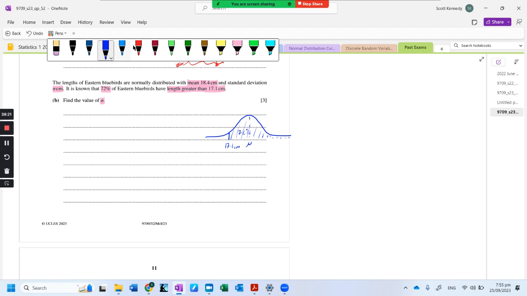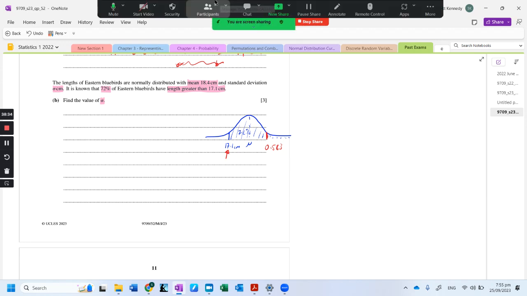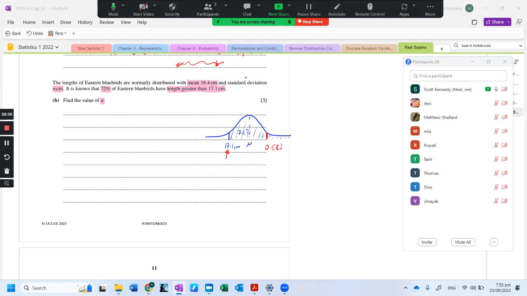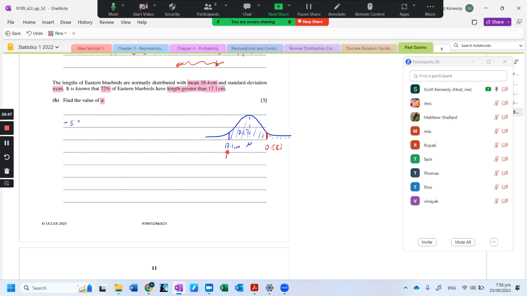So let's go back to our diagram here. What I have found is the positive Z number that would be such that 72% is below it. So that's 0.583, which means that this one here must be what? What is it? Yeah, Rob Huddy. Yeah.